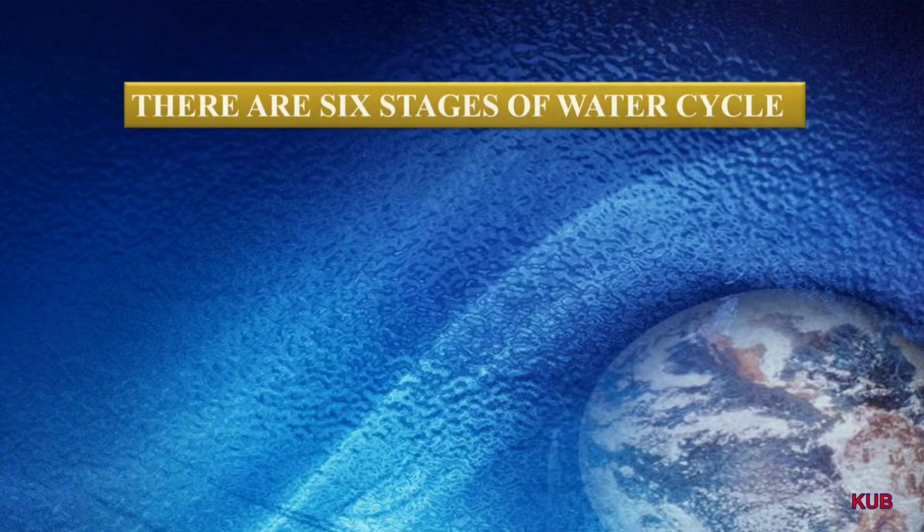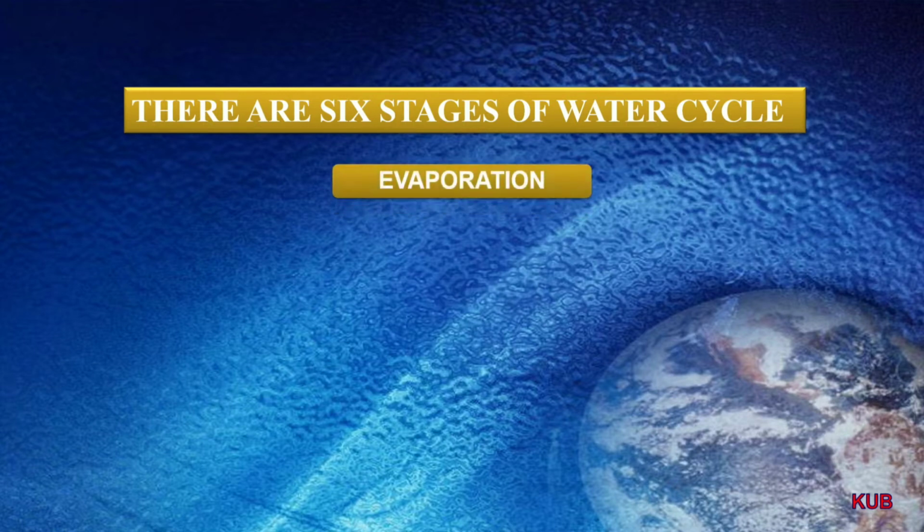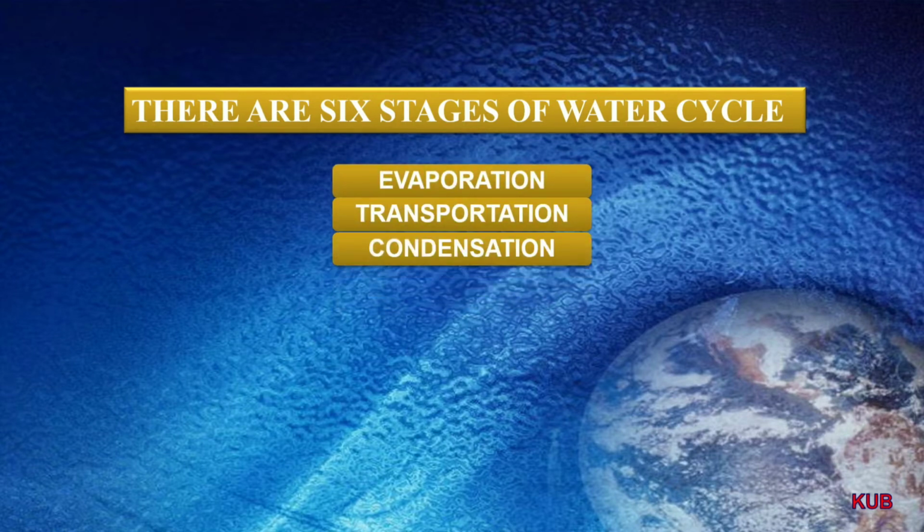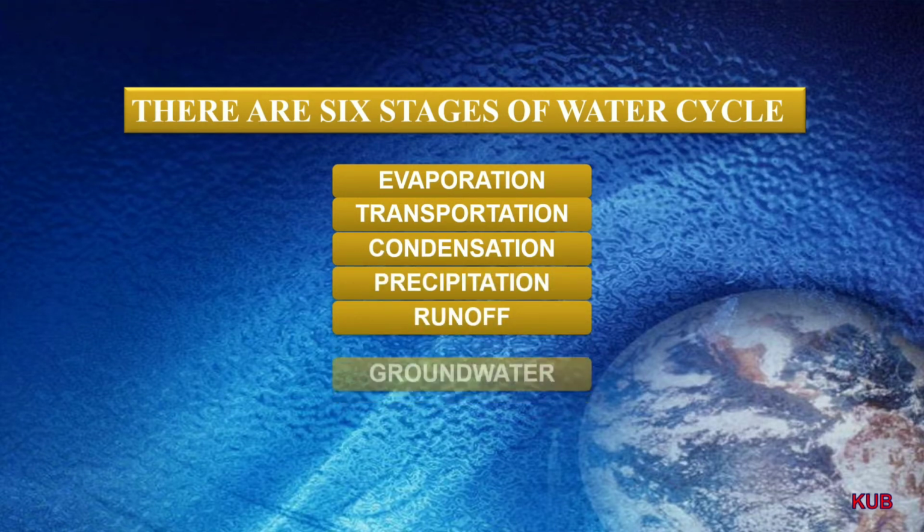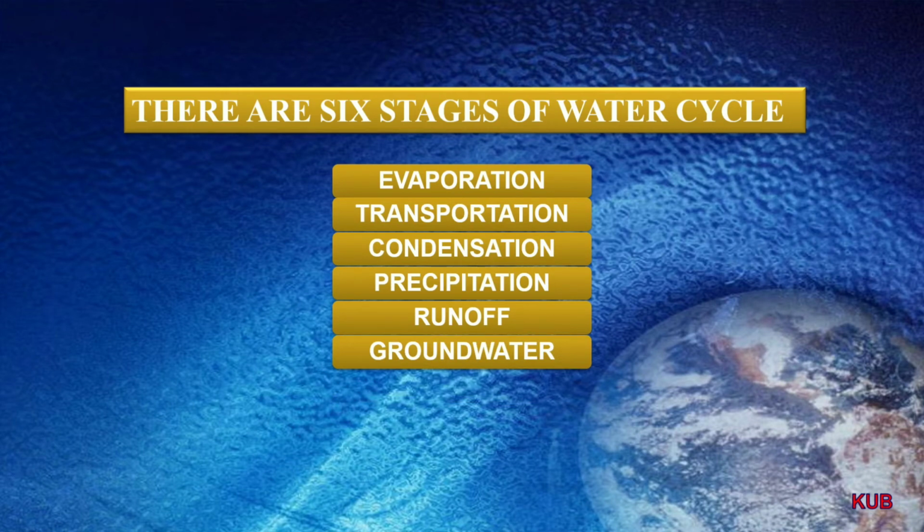There are 6 stages of the water cycle. First, evaporation, transportation, condensation, precipitation, runoff and groundwater. Let's discuss these in detail.